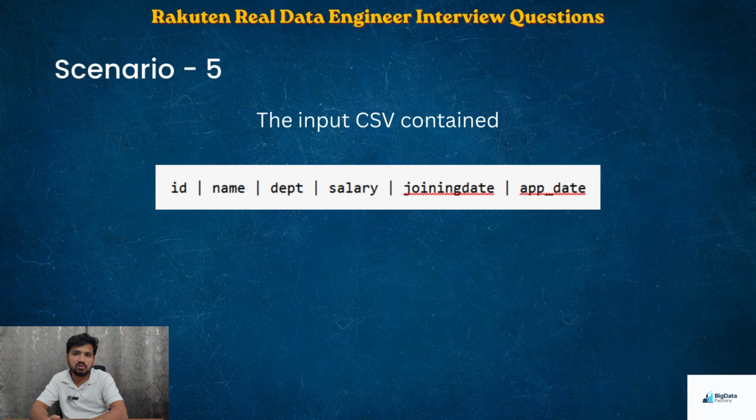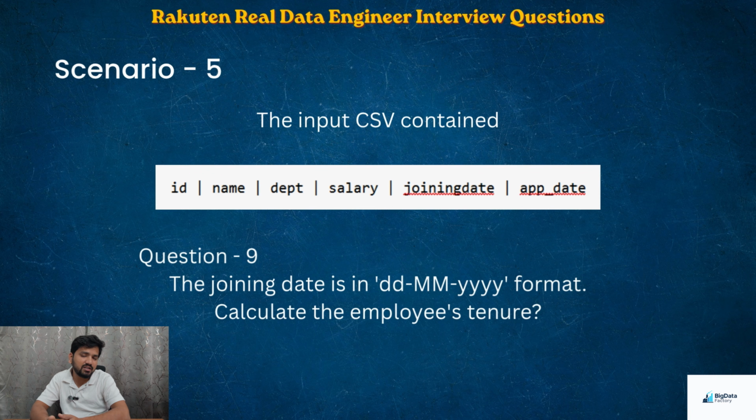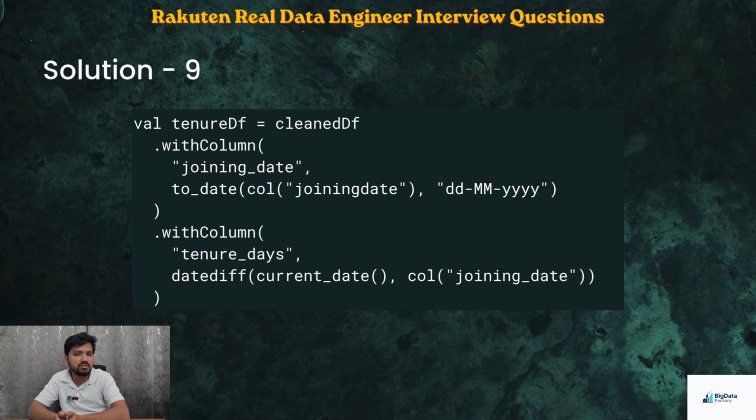The next question was, the joining date is in DD, MM, YY format. Calculate the employee tenure. I would first convert the string into a proper date format and then calculate the difference from the current date. A common mistake would be to simply subtract the joining year from the current year, but that doesn't always give the correct completed tenure. For example, someone who joined in December hasn't completed the same number of years as someone who joined in January of the same year. So for date calculations, it's better to use Spark's built-in date functions.